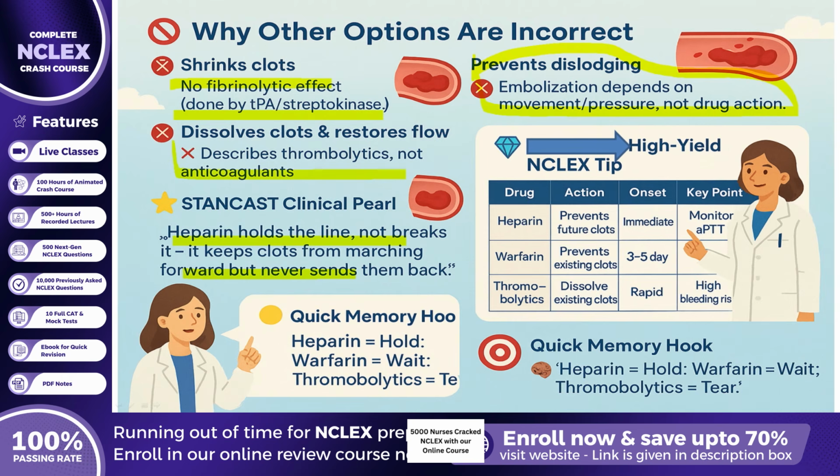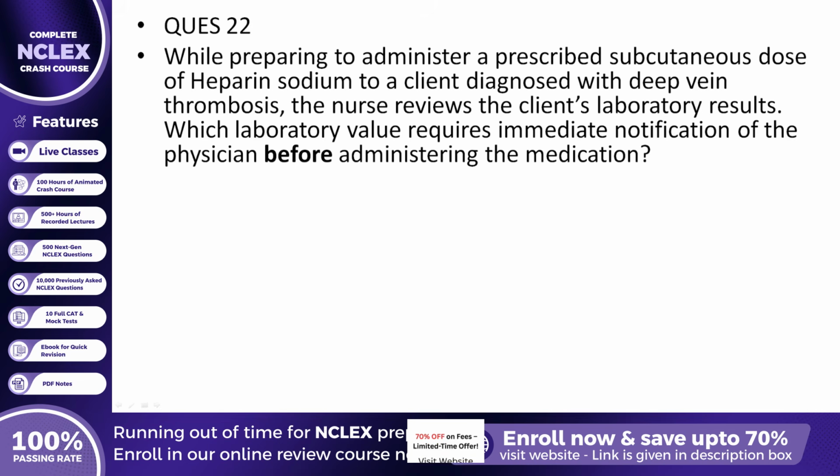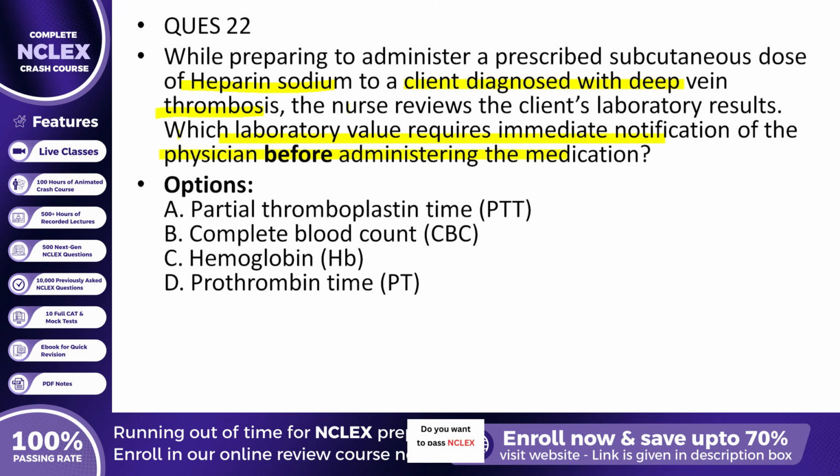Moving onward into another critical nursing concept, picture this scenario. A nurse is preparing to administer a prescribed subcutaneous dose of heparin sodium to a client who has been diagnosed with deep vein thrombosis. Before giving the medication, the nurse reviews the laboratory results and must determine which finding requires immediate notification of the physician. The available options are as follows. Option A, partial thromboplastin time, PTT. Option B, complete blood count, CBC. Option C, hemoglobin, Hb. Option D, prothrombin time, PT.